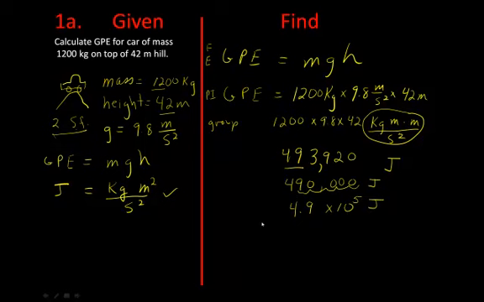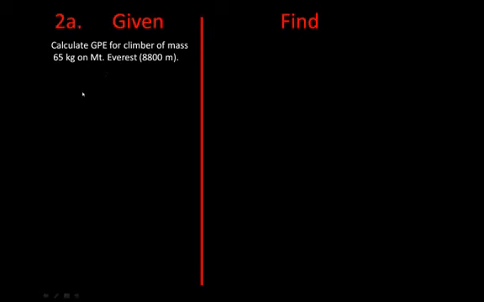In our second problem, we have a climber on Mount Everest, and we want to calculate his gravitational potential energy. Mount Everest just happens to be 8,800 meters tall. Here, the first thing we're going to do is draw a little picture of this mountaintop with the climber up here, and we want to know, if they drop all the way down to the bottom, what is their energy up there compared to the bottom of the hill.